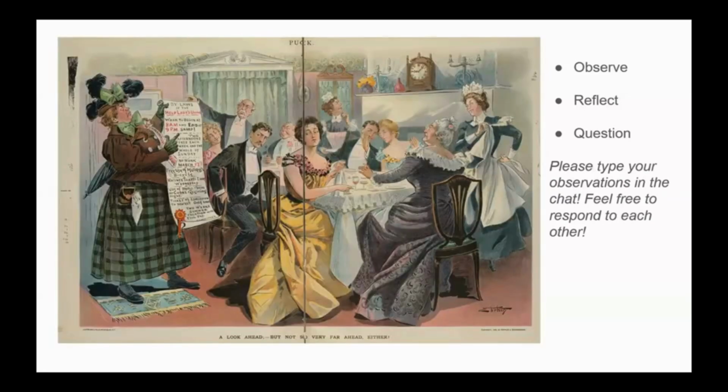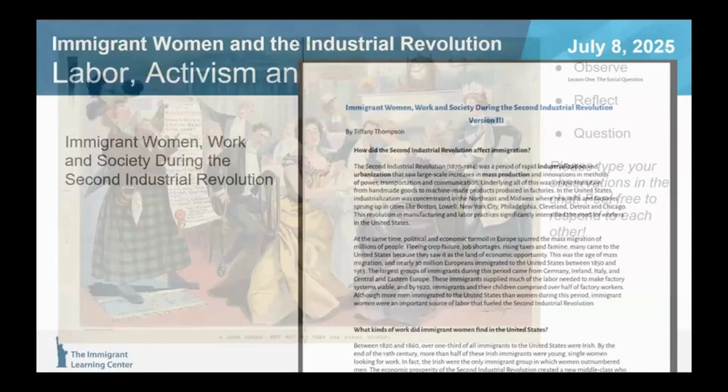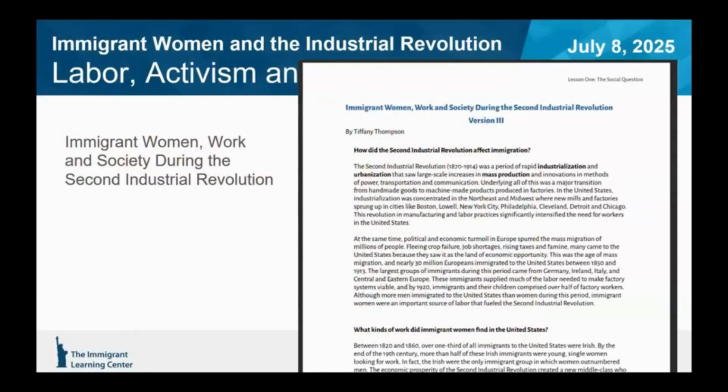Anything else? All right, well, we're going to refer back to this in the rest of the session because it brings up a lot of themes that we're going to be talking about. What I'd like to do now is talk a little bit more about immigrant women, work, and society during the Industrial Revolution. So the next few slides are drawn from an essay by Tiffany Thompson, who's a PhD student with the History Department at Boston College.